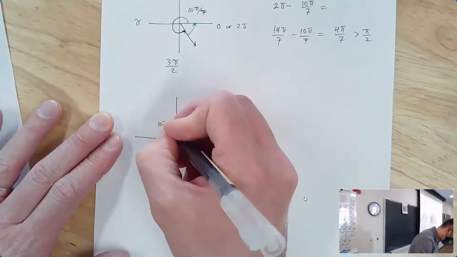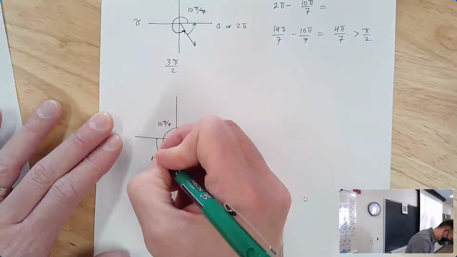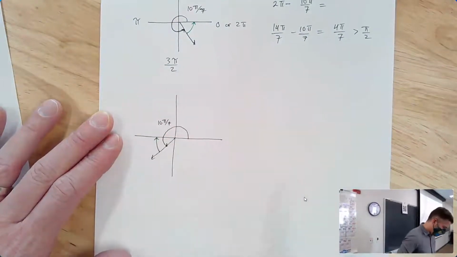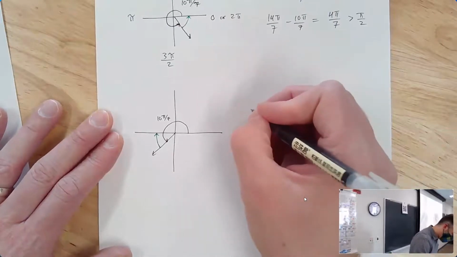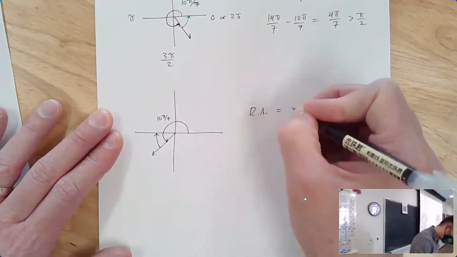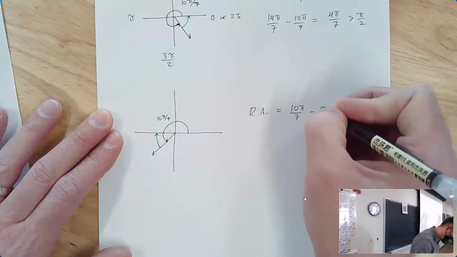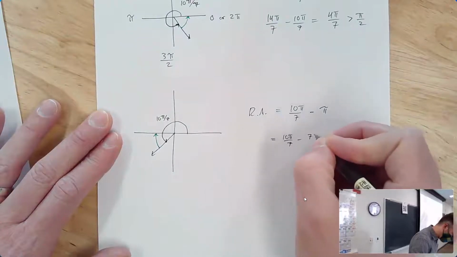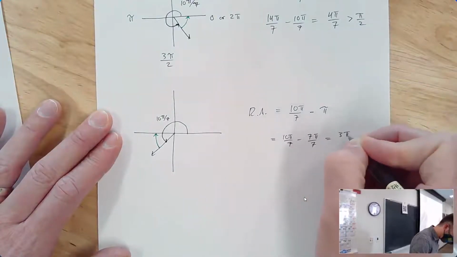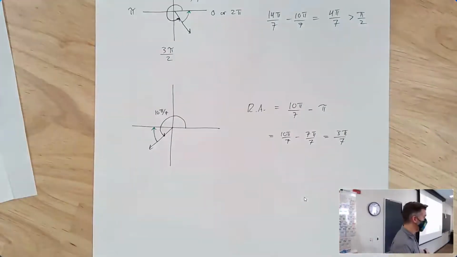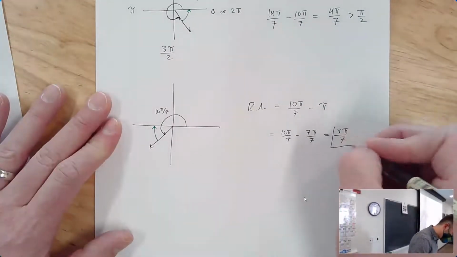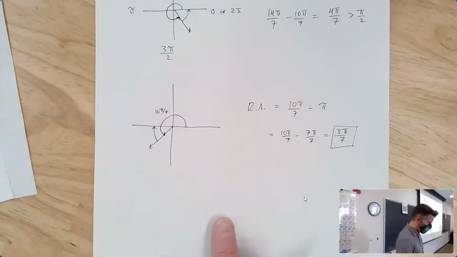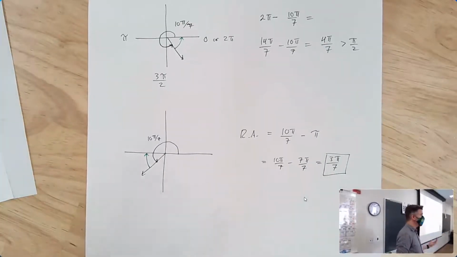10 pi over 7. And our reference angle is measured to the x-axis there. So we're going to do our angle 10 pi over 7 minus pi, which is going to be 10 pi over 7 minus 7 pi over 7, which is 3 pi over 7, which is definitely less than a half of a pi. So when you find your reference angle, it should be positive and less than 90 degrees, or positive and less than pi over 2 radians.